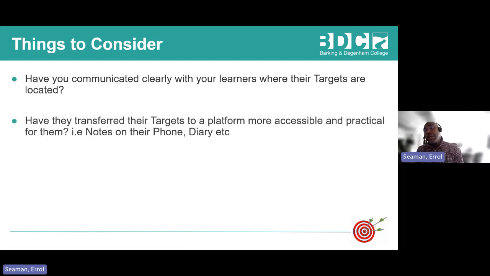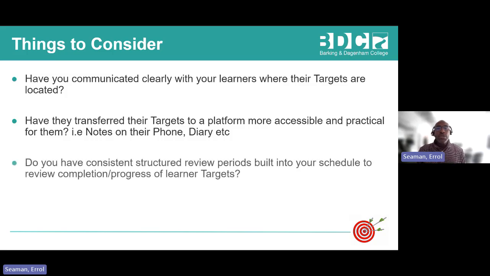Have they transferred their targets to a platform more accessible and practical to them? For example, get them to rewrite their targets on their phone. Phone's always with them 24/7 a day. Maybe they write their notes in their form so it's more accessible, so it's backed up not just on e-tracker, but it's also on their personal.